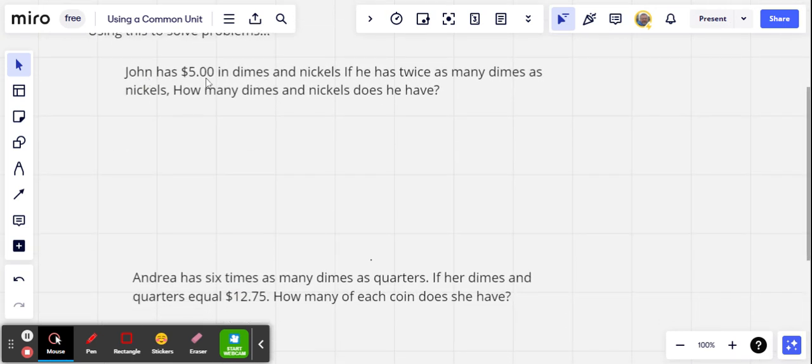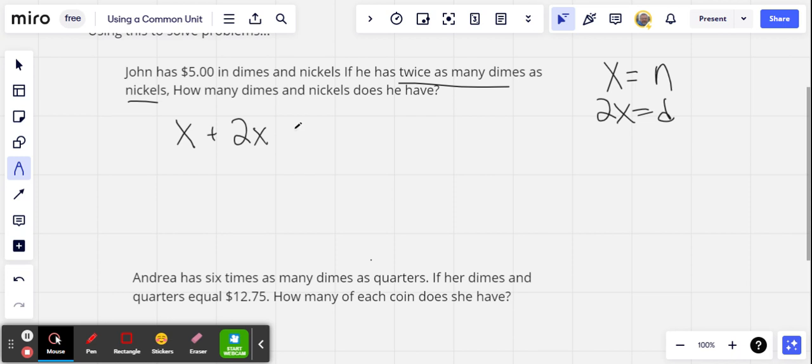So here we have an example. John has $5 in dimes and nickels. If he has twice as many dimes as nickels, how many dimes and nickels does he have? First thing we've got to do is figure out the unknowns. So he has twice as many dimes as nickels. So x, we're going to make the nickels, and then 2x, we're going to make the dimes, right? And then we start with the equation: x, the number of nickels, plus 2x, the number of dimes, is going to give us this $5.